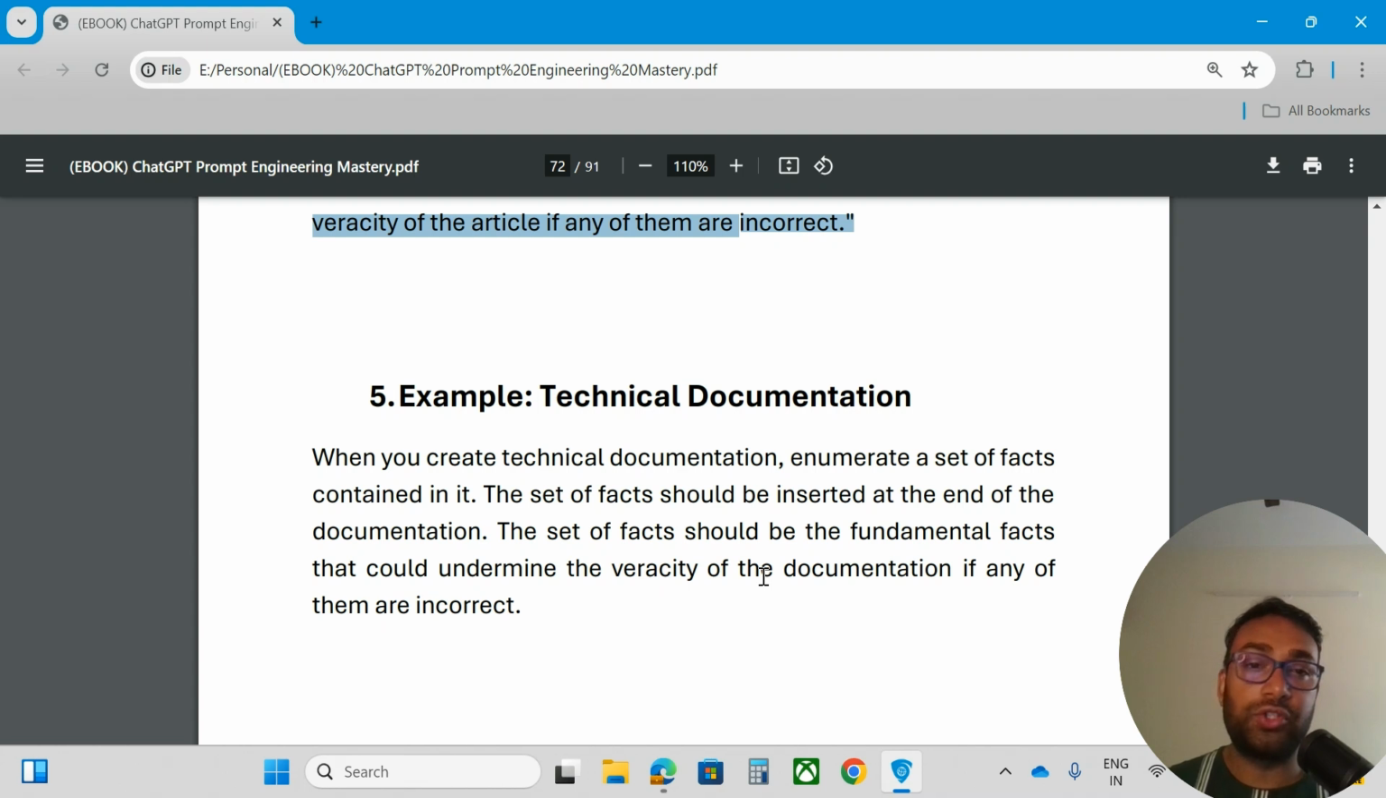The set of facts should be the fundamental facts. Very powerful wording here: the set of facts should be fundamental facts that could undermine the veracity of the documentation if any of them are incorrect. So this is a very powerful prompt. You can copy it, paste it, replace your subject, your topic, and also your desired outcome. What do you want?